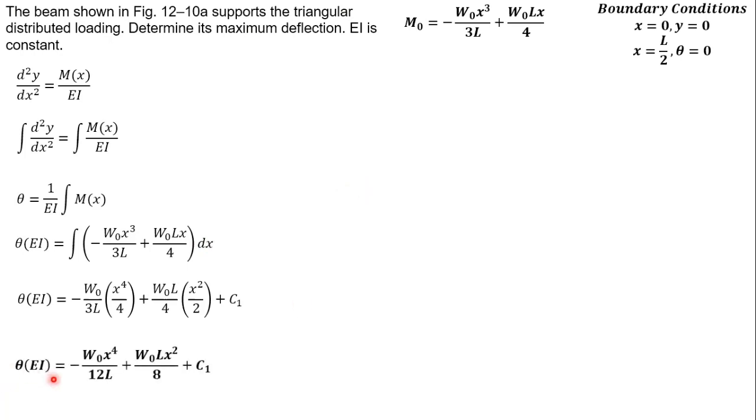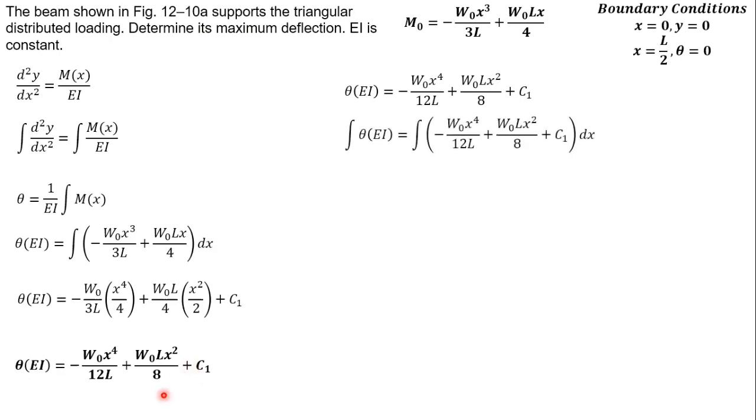So simplifying lang, theta times EI is equals to negative W0 x to the fourth divided by 12L plus W0 L x squared divided by 8 plus C1. Ngayon, ito yung equation natin for slope diagram. Mula dito, i-integrate lang natin ito ng isa pang beses. Ang makukuha naman natin doon is yung deflection natin, equation for the deflection.